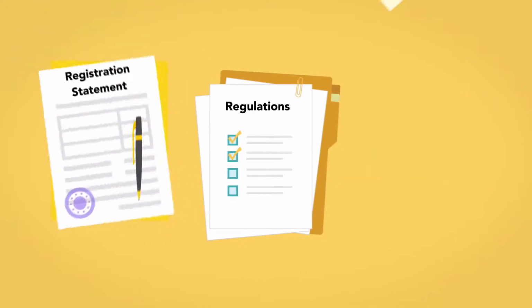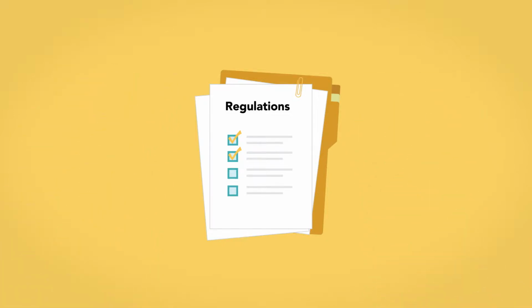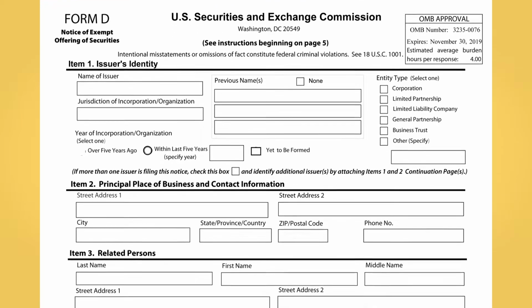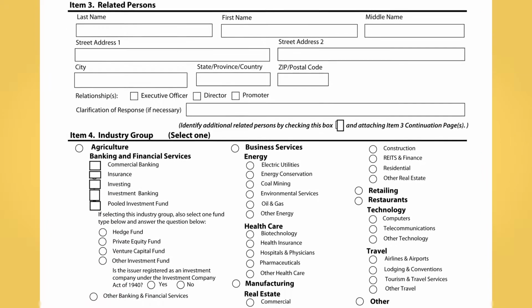Although the rules do not require a registration statement and prospectus to be filed with the SEC, they do require that the issuer file with the SEC a Form D, which provides basic information about the company, its officers, and the size and date of the private offering, as well as notice of sale.